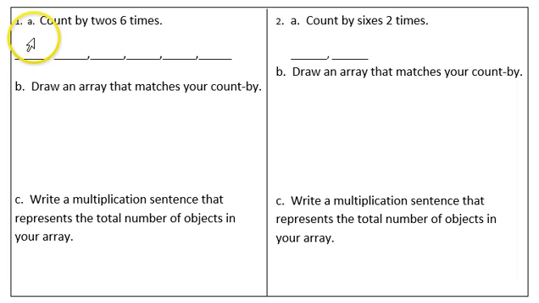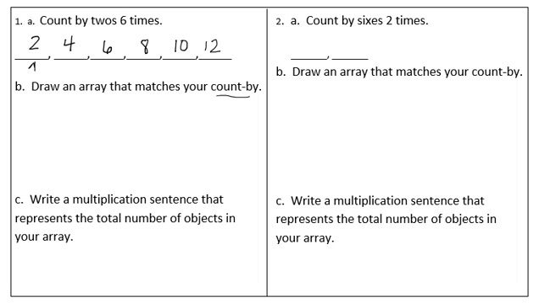So I'm basically going to skip count by 2. I have 2, 4, 6, 8, 10, and 12. The next direction says draw an array that matches your count by, so that's matching our skip counting.